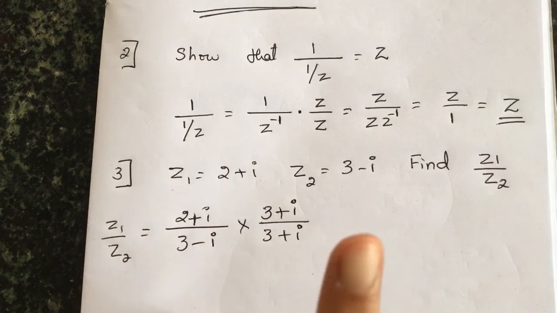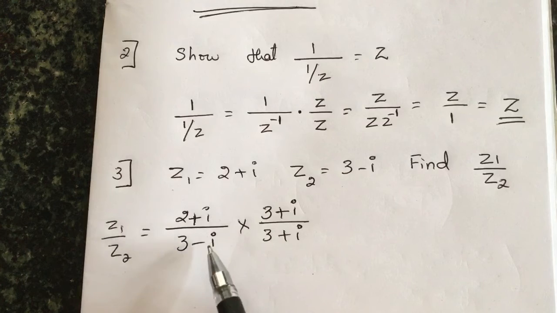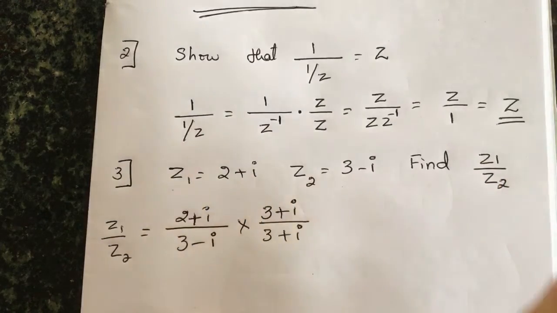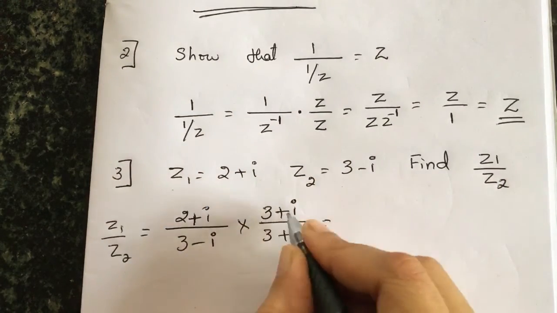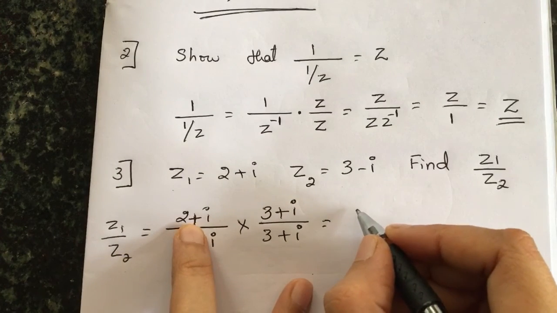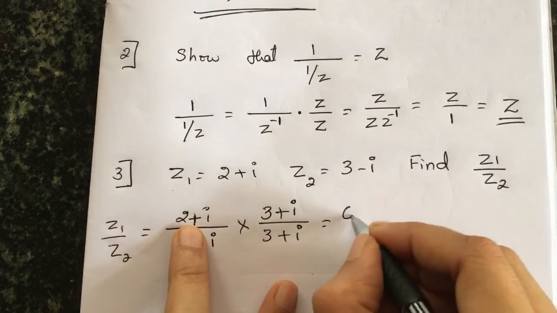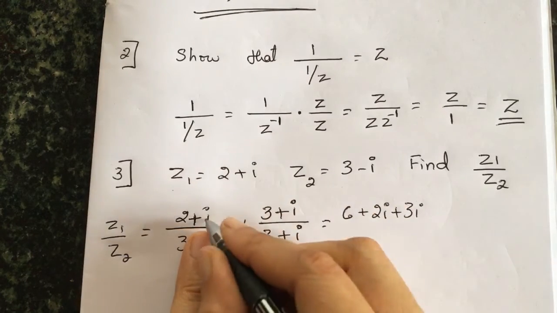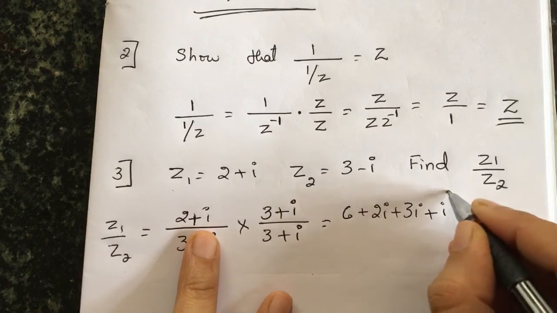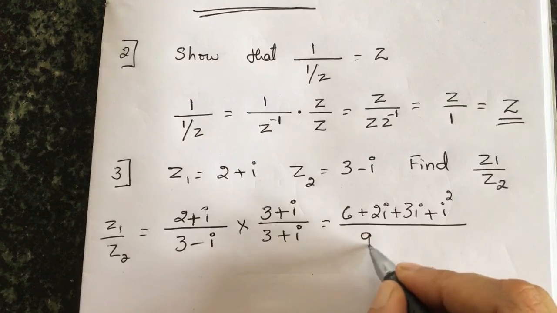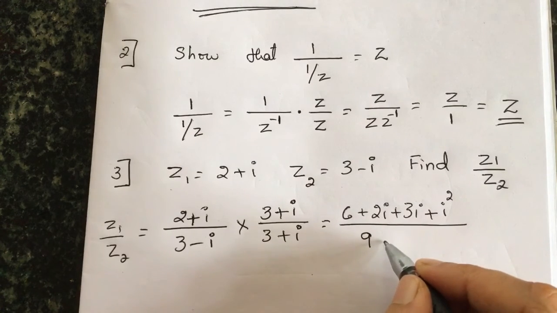It's a conjugate, not the inverse. Okay, keep it in mind. I'm just changing the sign, so that means it's a conjugate. Z inverse is different from the conjugate. So when I multiply and divide by the conjugate of the denominator, let us do the multiplication. 2 into 3 is 6, plus 2i plus 3i, i into i is i square, divided by (a plus b) into (a minus b), so a square minus b square.